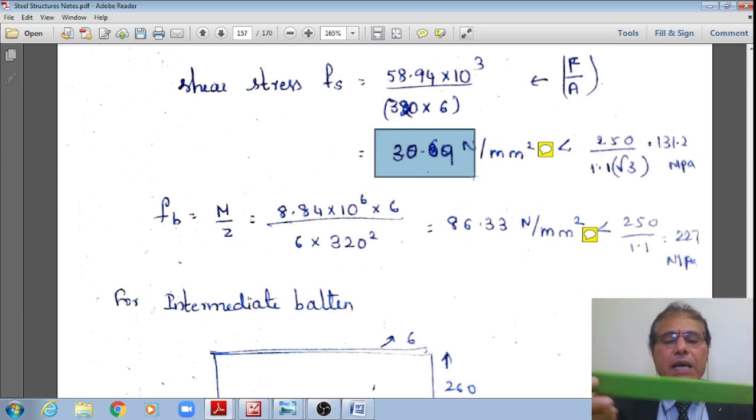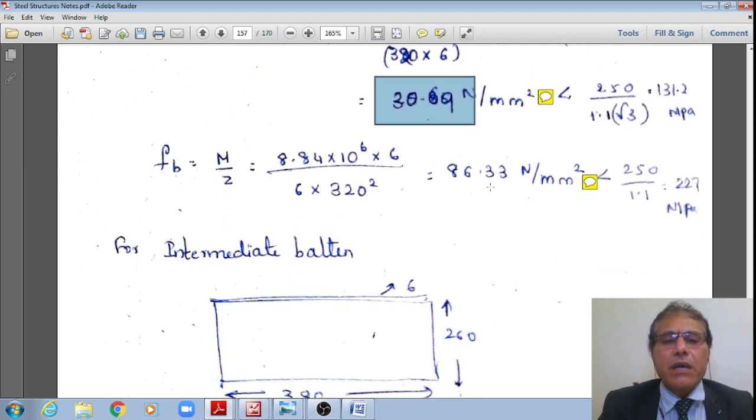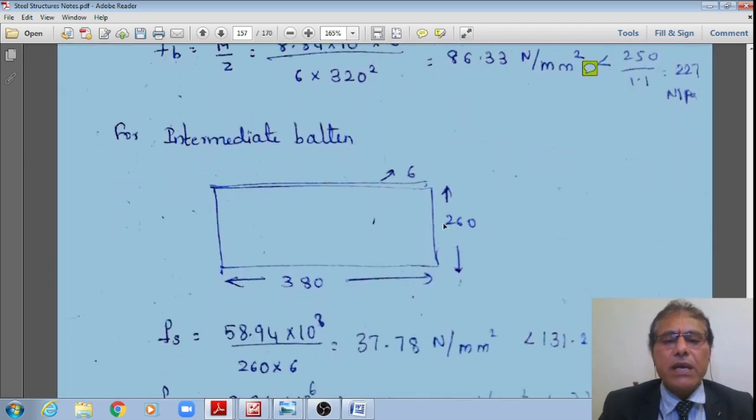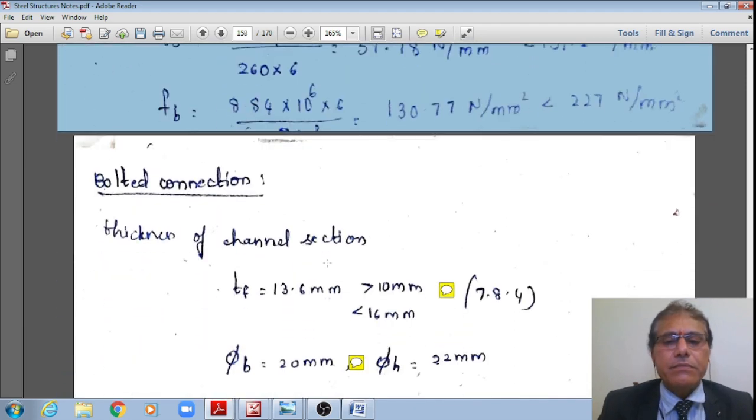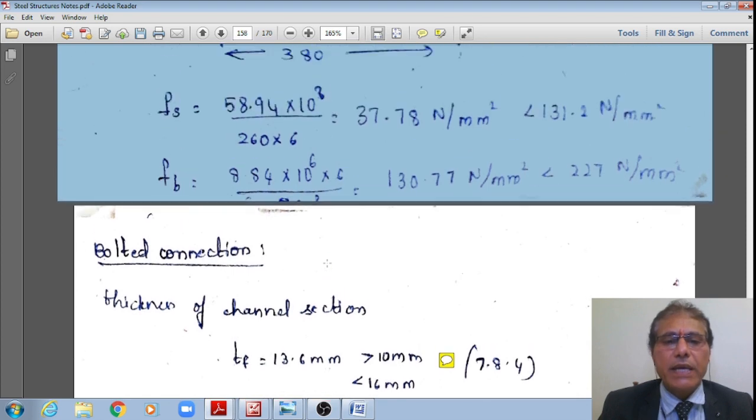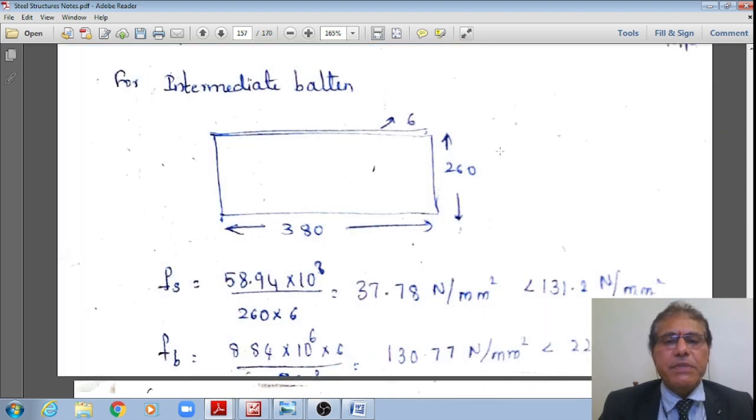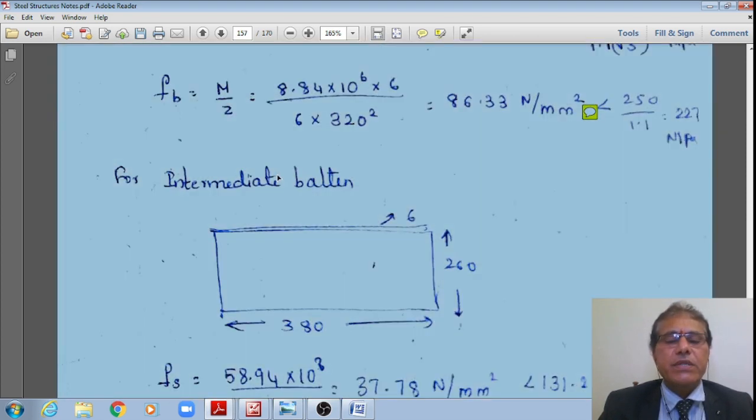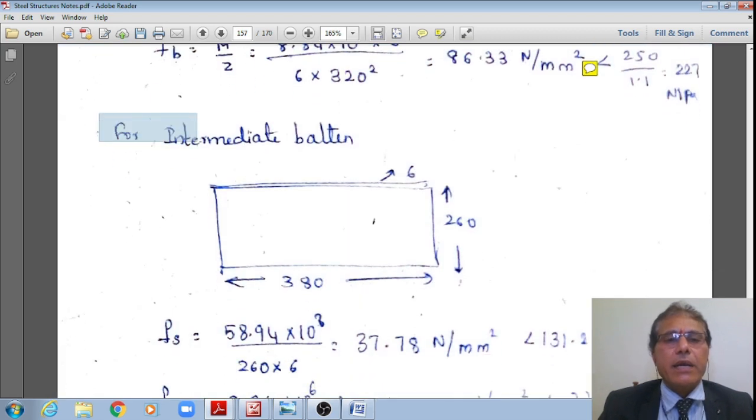However, because this is under the action of both bending stress as well as direct shear, I'll check for the combined stresses also later, right? Now let me do the individual check first for the intermediate batten, right?